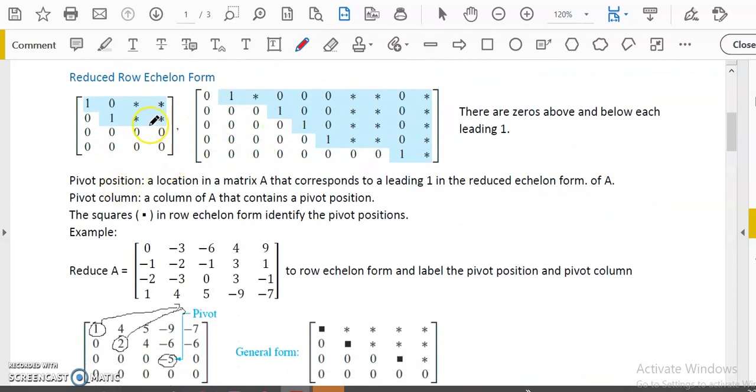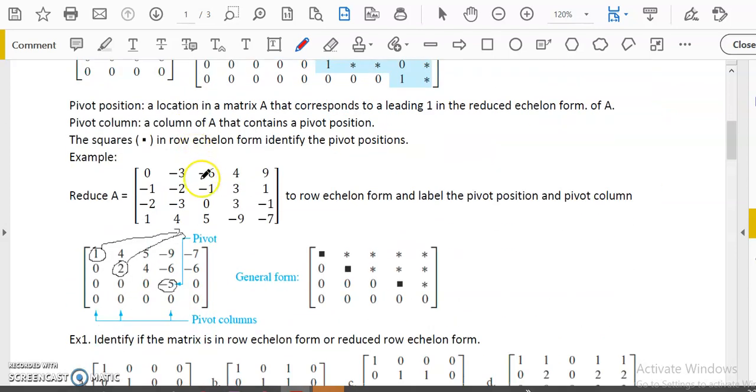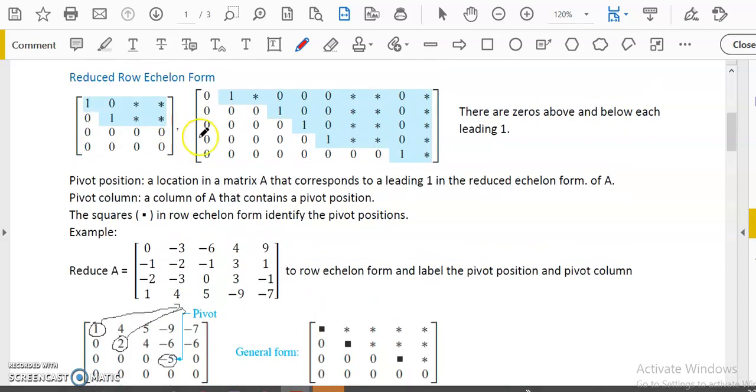Two more terms in reduced row echelon form and also row echelon form, which we briefly talked about last time, are something called a pivot position and also a pivot column.